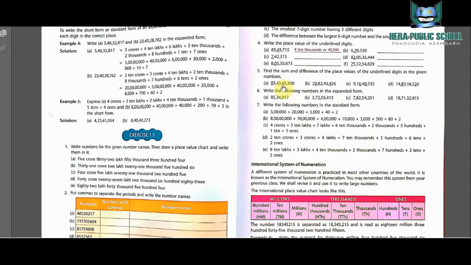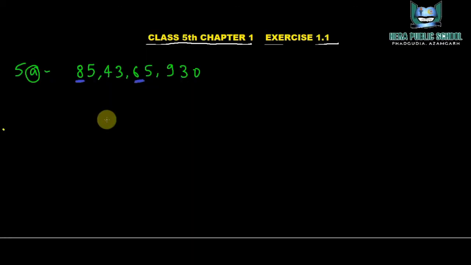स्टूडेंट्स, जो प्लेस वैल्यूज़ हैं इस क्वेश्चन में हमें प्लेस वैल्यूज़ का सम फाइंड करना है एंड द difference of the place values. First we have to find the sum of the place values and after that the difference of the place values. In question number A, 8 is underlined and 6 is underlined. So first we have to find the place values of 8.